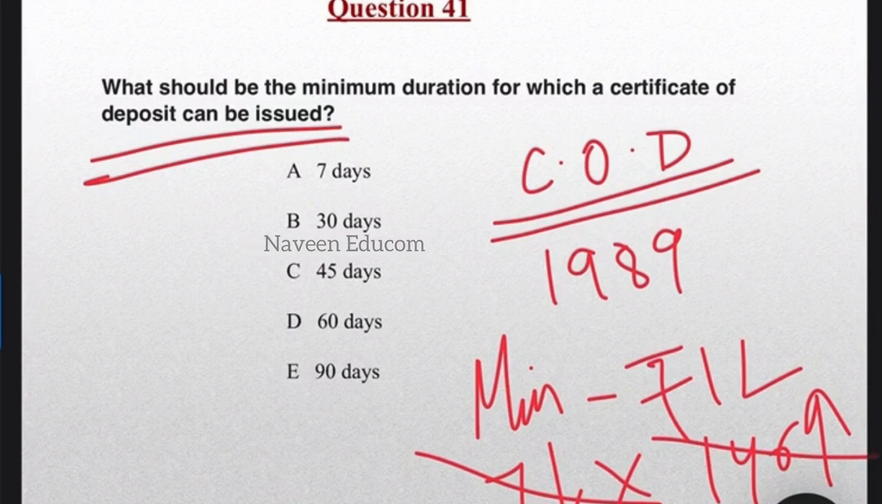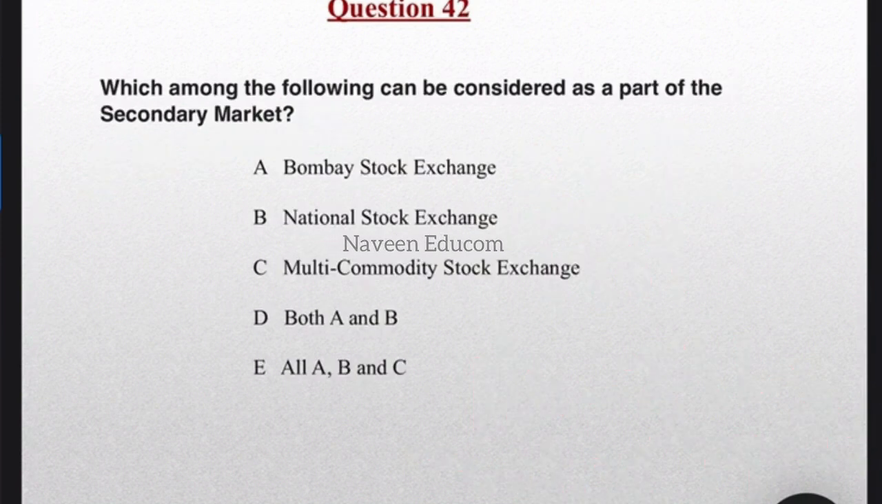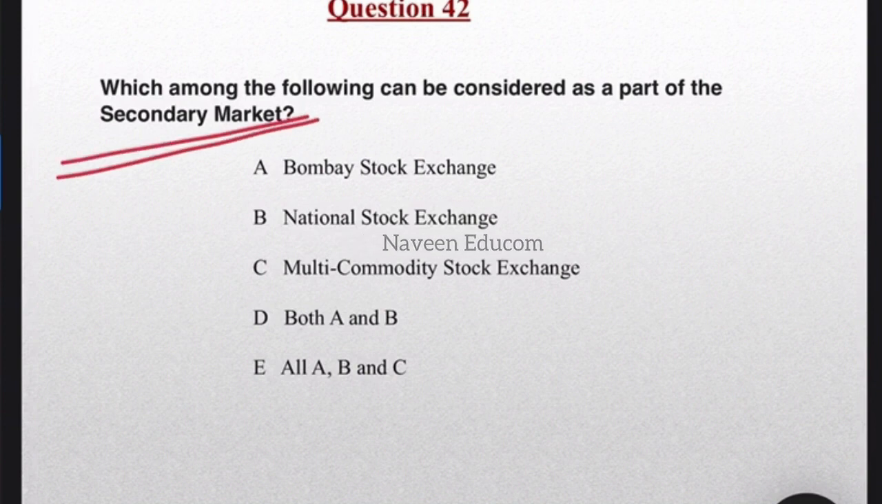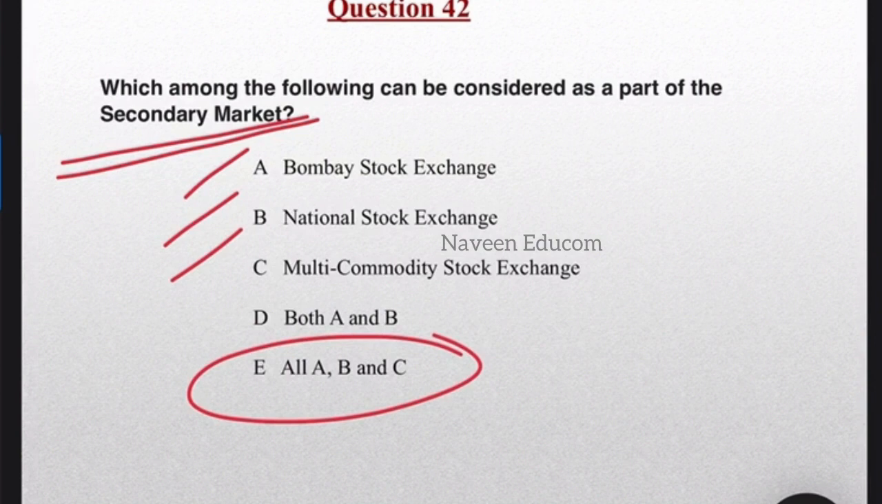So hope you are getting these 4 extra points that I have explained in this particular question. So let's move on to the next question. Which among the following can be considered as a part of the secondary market? Bombay Stock Exchange, National Stock Exchange, Multi-Commodity Stock Exchange, both A and B, all A, B and C. Answer is option E, all A, B and C.